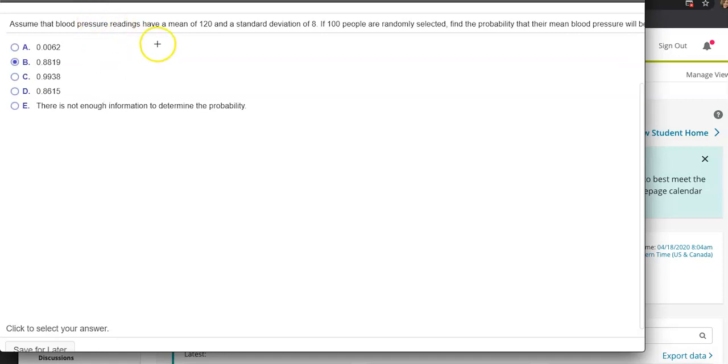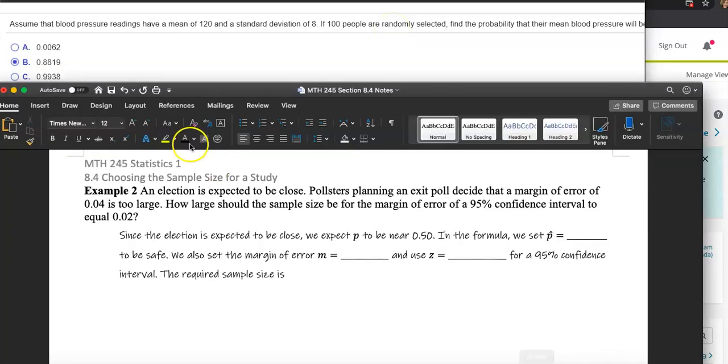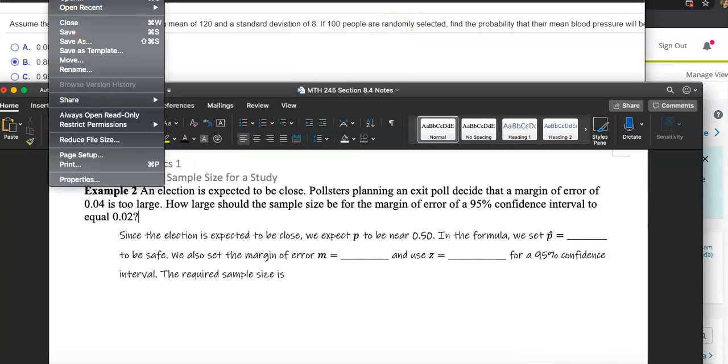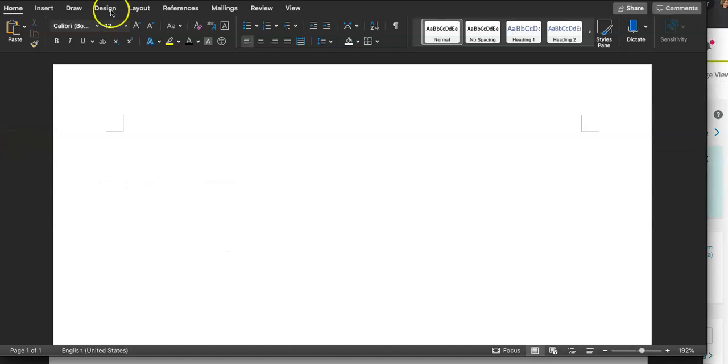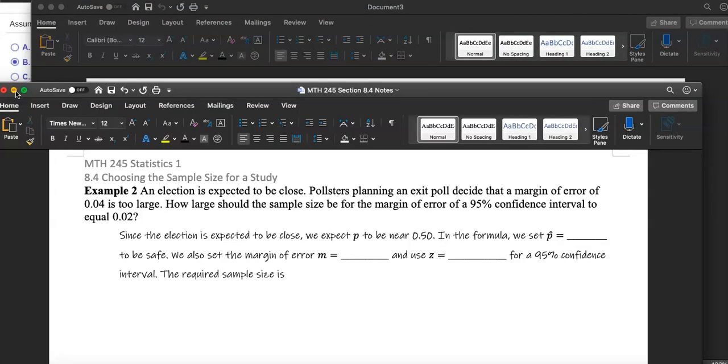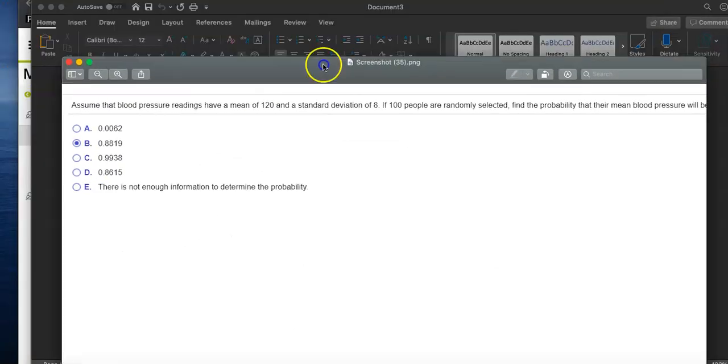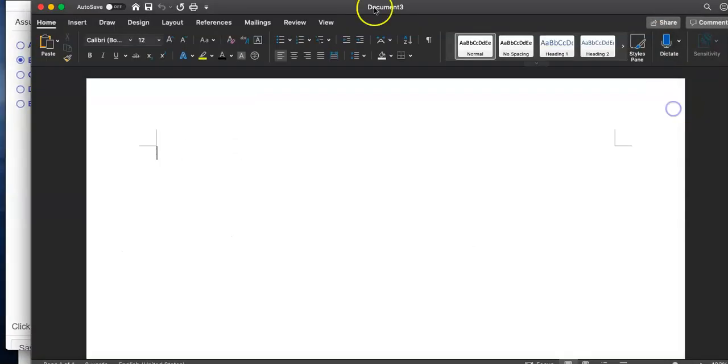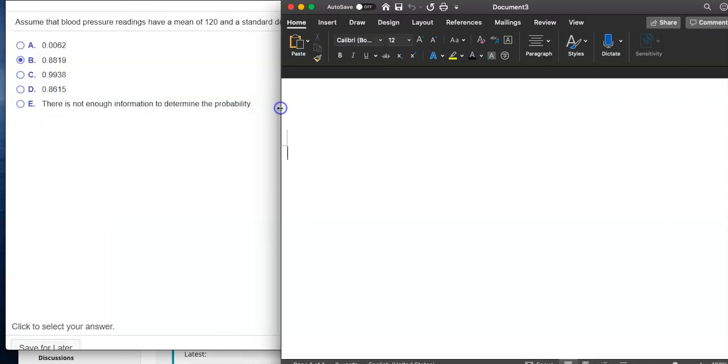Assume that blood pressure reading has a mean of 120 and a standard deviation of 8. If 100 people are randomly selected, let me go ahead and open up a blank notepad so that I can take some notes down or write some important things down that we're going to use here. This is what we got.